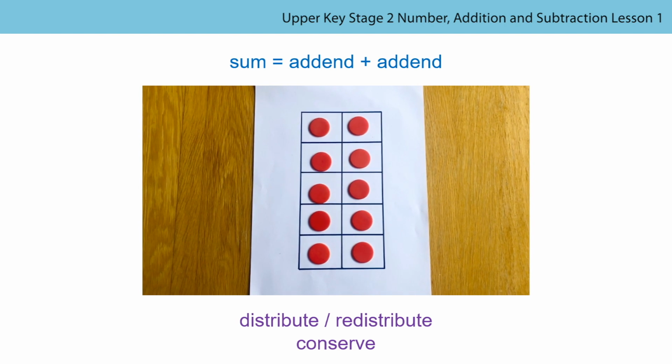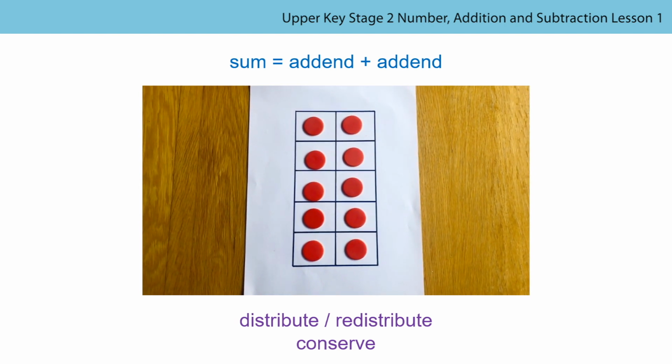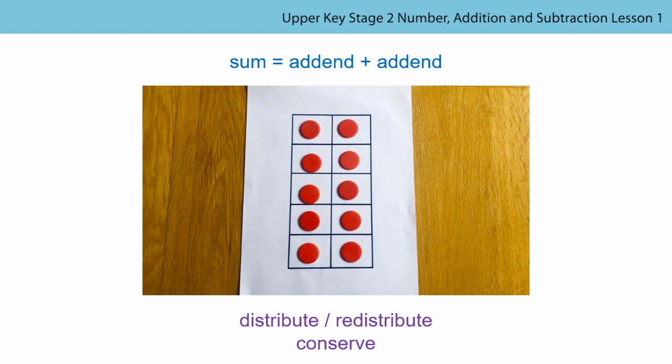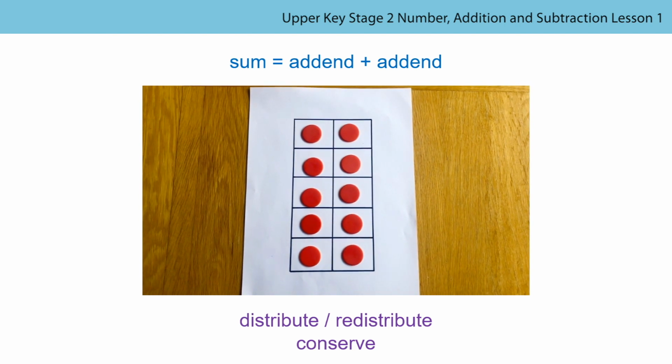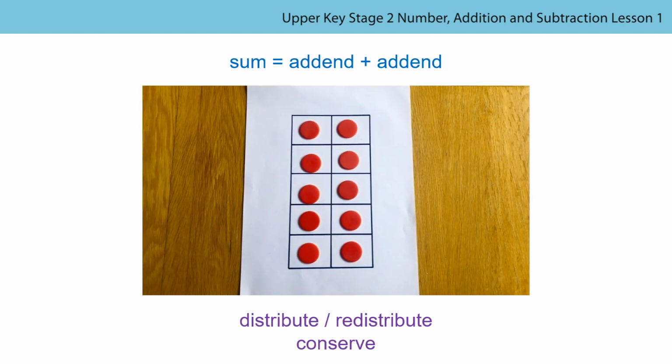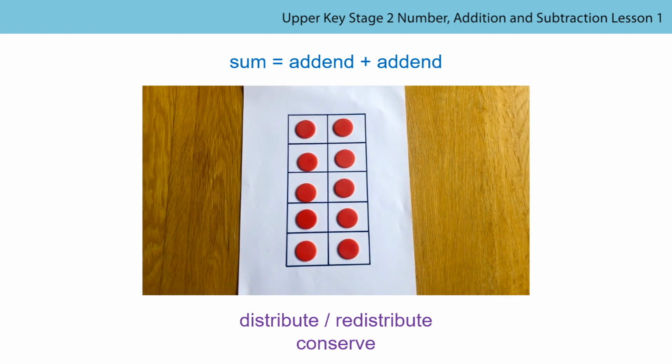Okay, so have a look here. We have got 10 counters on a tens frame. We've got a total of 10, or a sum of 10. And throughout this, the sum and the total is going to stay the same. It's not going to change. We are going to conserve that sum of 10.